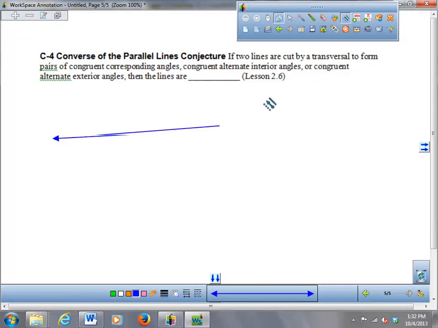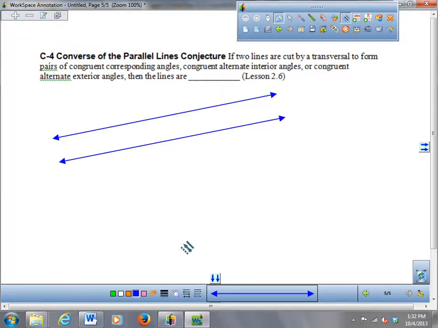So here's a line. Here's another line. Can those lines be congruent? They can't be congruent. They have to be something else. So what this is saying, if this angle is congruent to this angle, what is true about these two lines? Dominic? Parallel. They're parallel. Thank you.